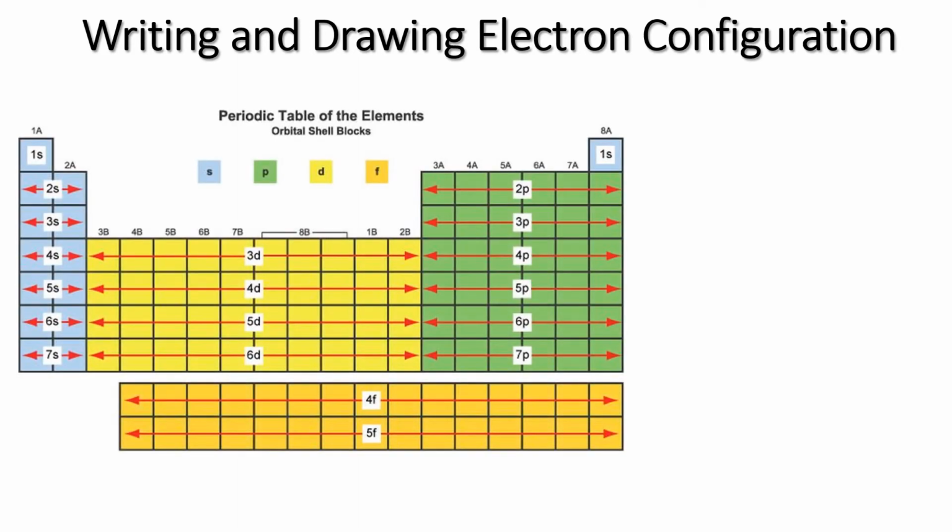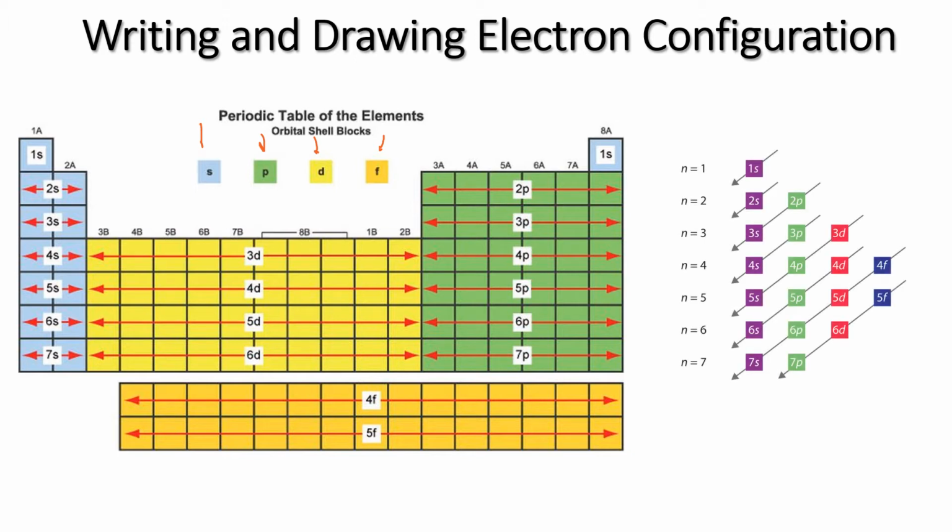Now we're going to look at writing and drawing some electron configurations. This is going to tie our lesson together with what we learned earlier. So here's a periodic table, and I have written on here the S, P, D, and F letters that we learned about last time, and you can see there are a whole bunch of other letters in here. And then what this periodic table represents is how things fill up. So I like this picture here.